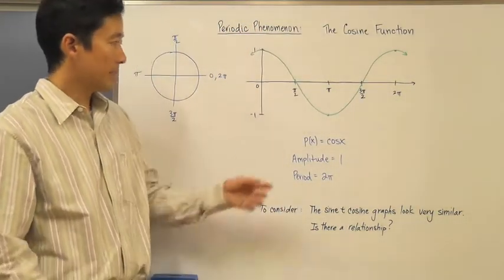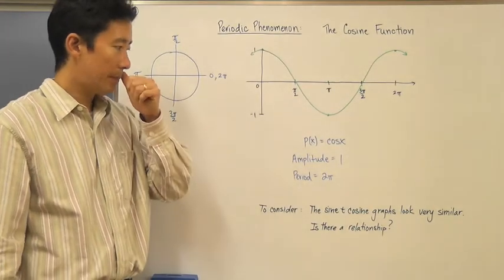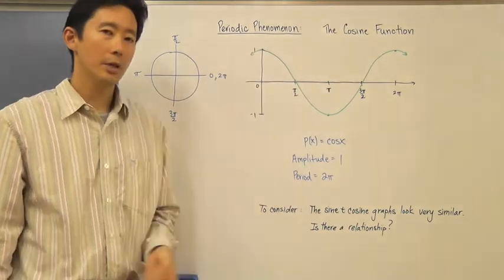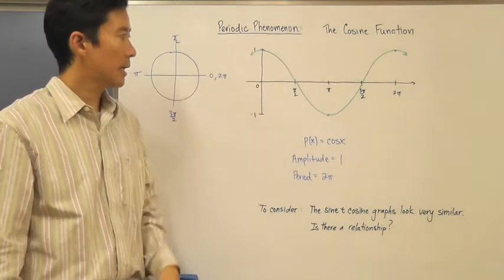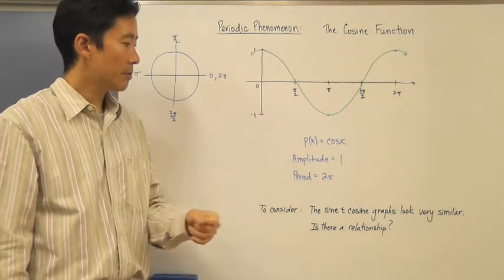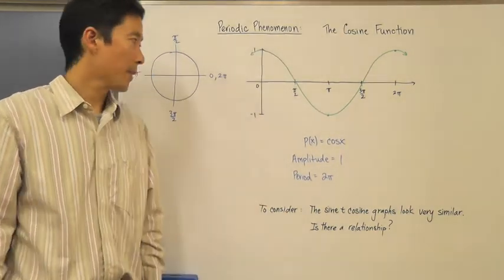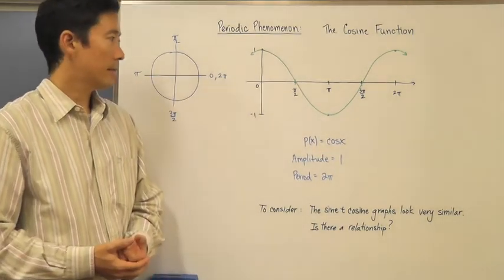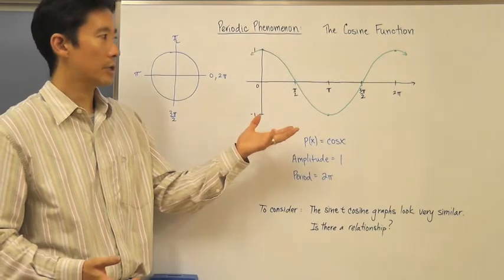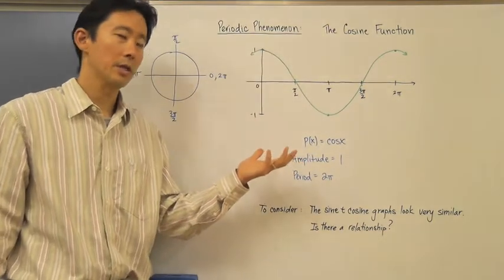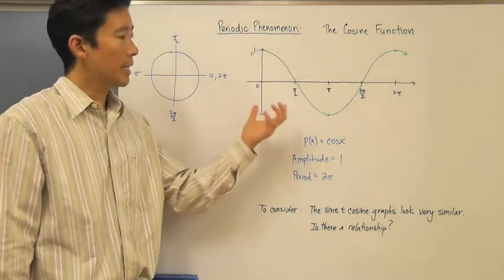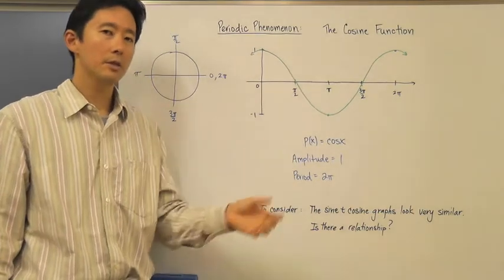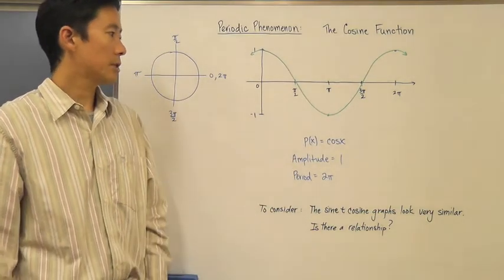Now, if we take a look at this particular function, which is our parent function, one thing that we should notice is the principal axis, again, is the x-axis. The amplitude is 1, and the period is 2 pi. Now, hopefully what you recognize is that this graph of the cosine function looks so similar to the sine function. The question then is, is there a relationship between the two, and what could that relationship be?